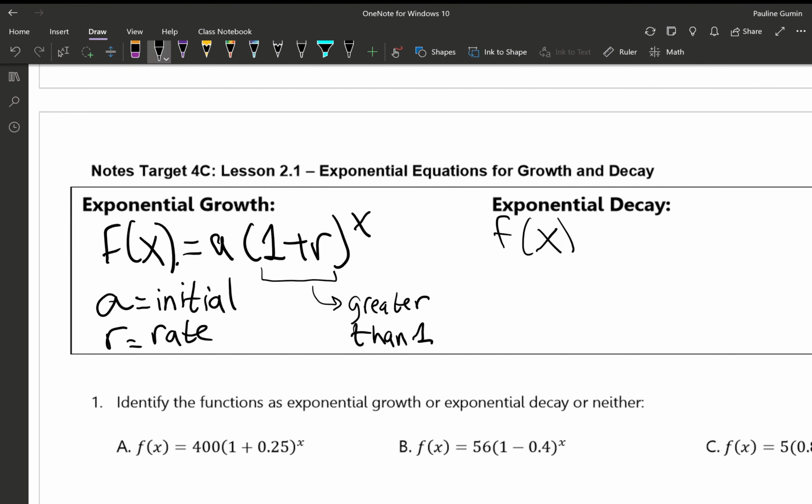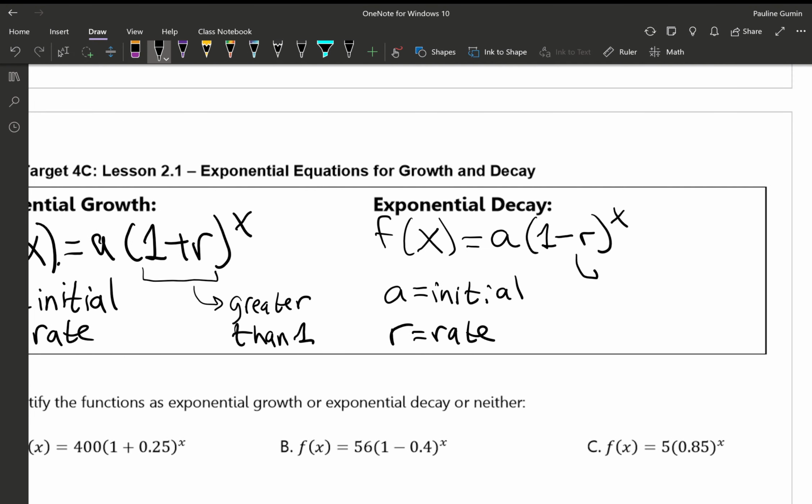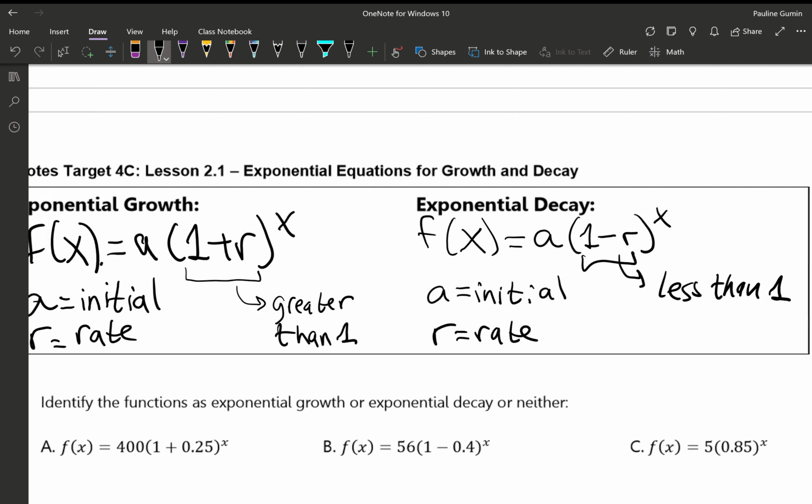Exponential decay is kind of similar. Still starts with f of x, because it's a function. Still starts with a for our initial value. Still has a 1, but because this is decay, it's decreasing. So 1 minus r to the power of x. And r is still rate. Remember, it's going to be in decimal form. And this just has to be less than 1.